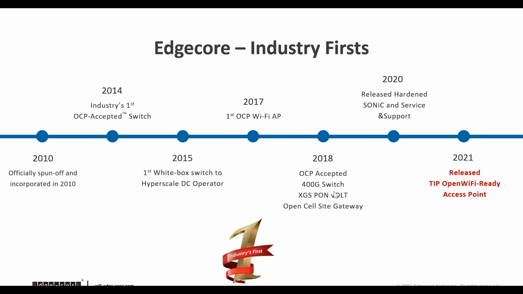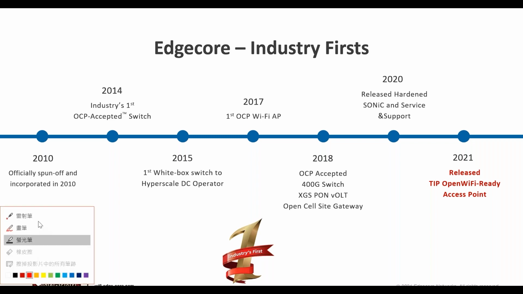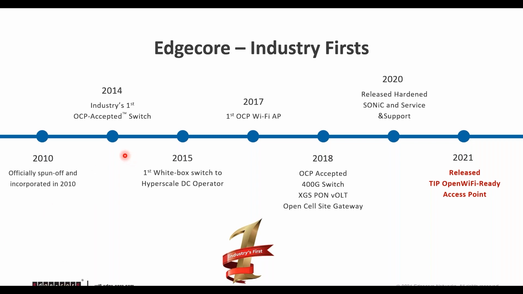Let us talk about Edgecore Networks. Edgecore was officially spun off in 2010, and in 2014 we became the industry's number one OCP-accepted switch. OCP means the Open Compute Project. It is also a kind of open source project. And in 2015, we were the first to contribute a white box switch to the hyperscale data center operator.